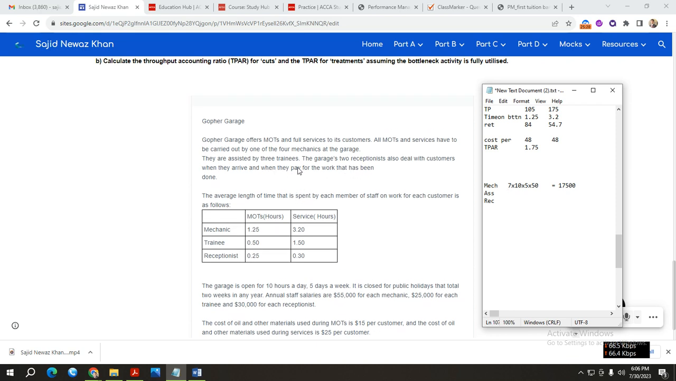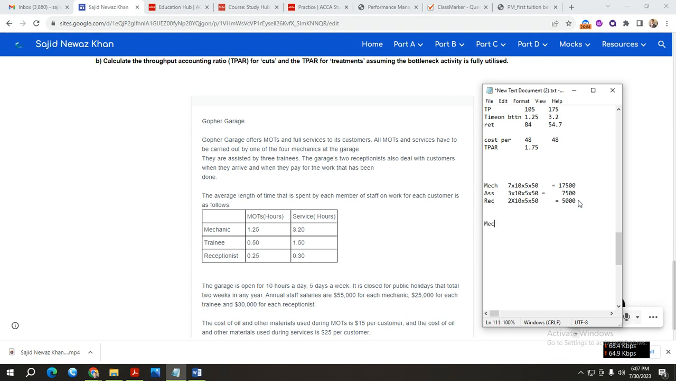Assistants will stay the same as before. So how many assistants? 3 assistants, into 10 hours each day, into 5 days a week, into 50 weeks. That gives us a total assistant time of 7,500. In terms of receptionists, we have 2 receptionists working 10 hours a day, 5 days a week, 50 weeks in a year. This is going to be 5,000. So these are the hours available. Okay, good.